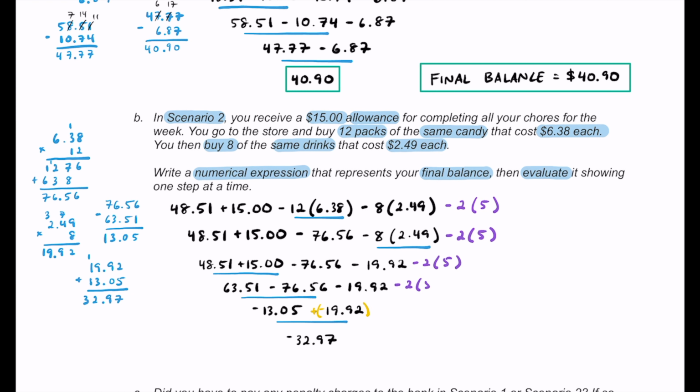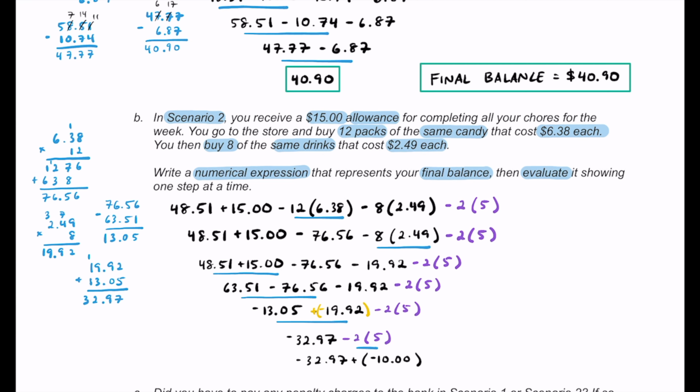Because the bank is going to charge you because you went below zero. So we're subtracting 2 of these 5s. So we're going to go ahead and subtract 2 of these 5s at the end. Hopefully this makes sense because 2 5s here is going to be $10. So we're going to be at -32.97, but we're going to take away $10. But taking away $10 is the same thing as adding -$10, right?